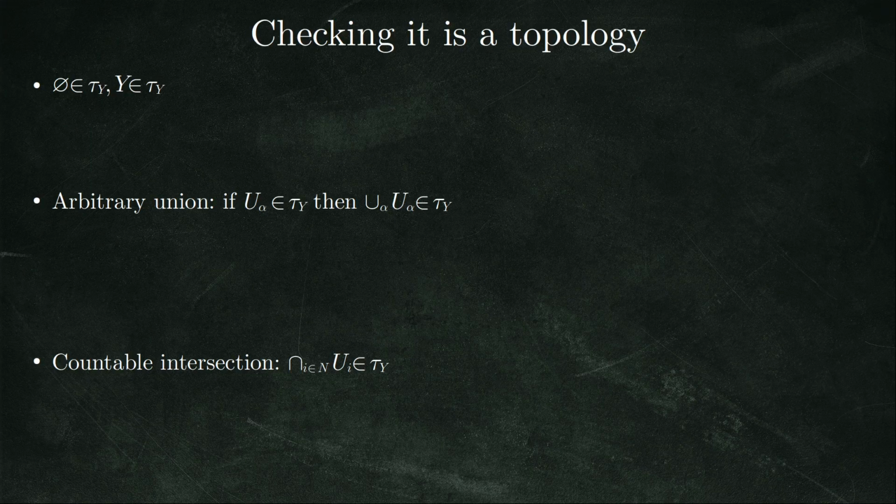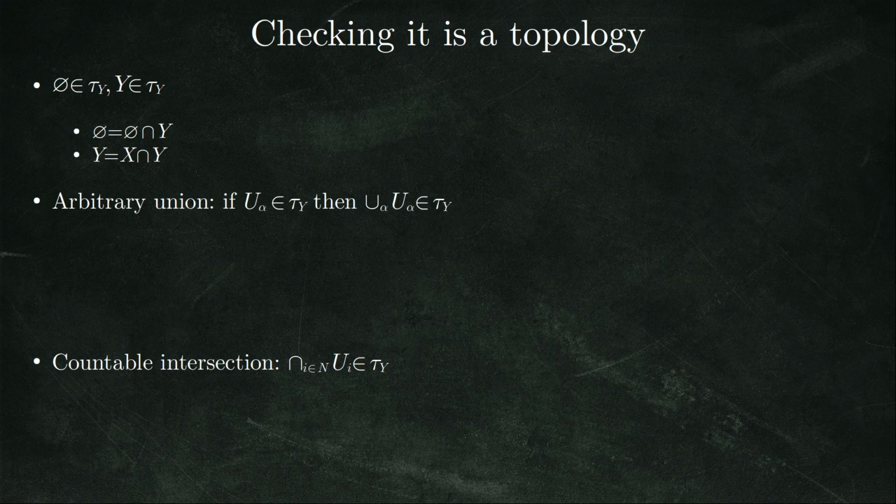So firstly, is the empty set open, and is Y itself open? So let's have a think. Well, the empty set is the empty set intersect Y, which is something open intersect Y, so that is open. Similarly, Y can be written as X intersect Y, and X is open, so the intersection here is open.